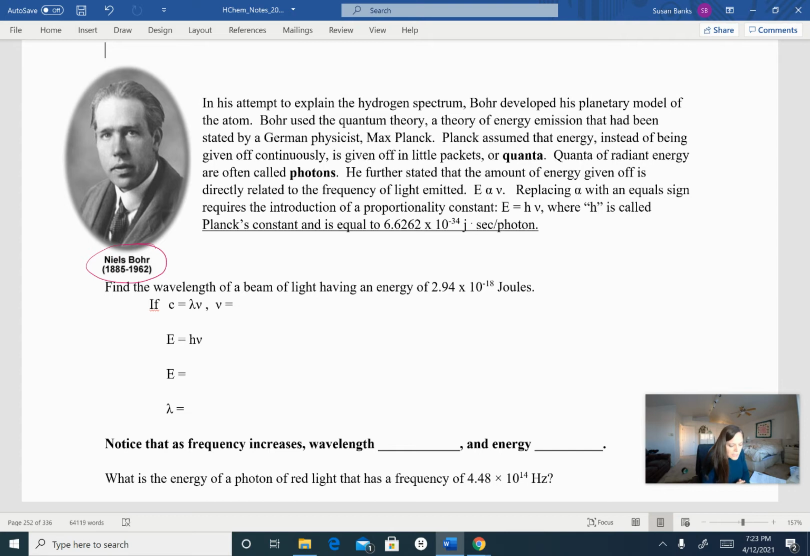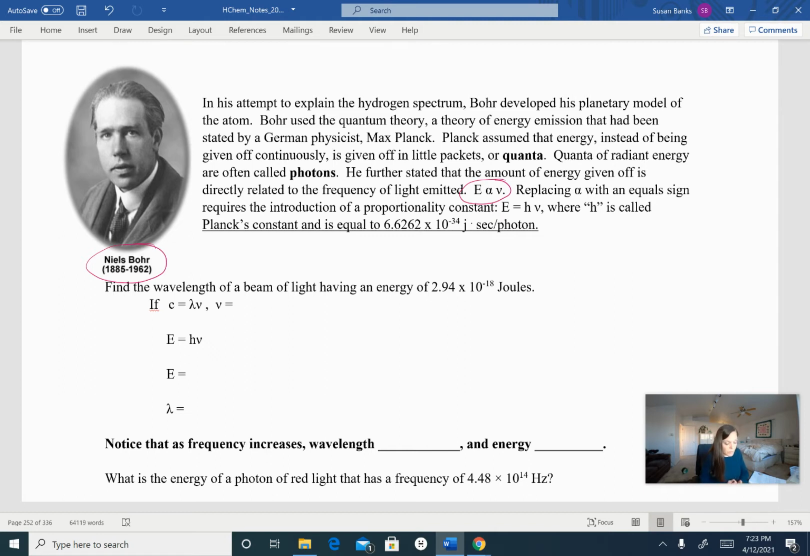Planck assumed that energy, instead of being given off continuously as a continual line, was actually given off in quanta, or little groups. Quanta of radiant energy were often called photons, and we think of photons as visible light that we can see. He further stated that the amount of energy given off is directly related to the frequency of light emitted. This is the relationship: the energy is directly related to the frequency. Remember, nu is frequency.